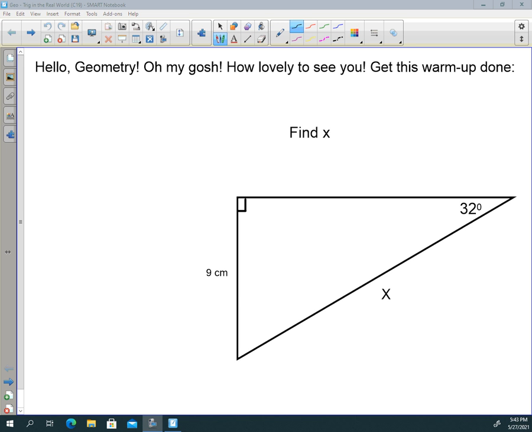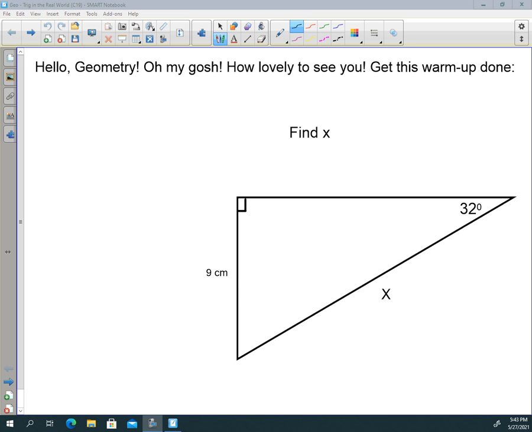So we've got a right triangle, and we have a side length and an angle measure, and we want to find another side length. Specifically, the hypotenuse of this right triangle. So we're going to use some trigonometry on this, because trigonometry is where you mix sides and angles together.